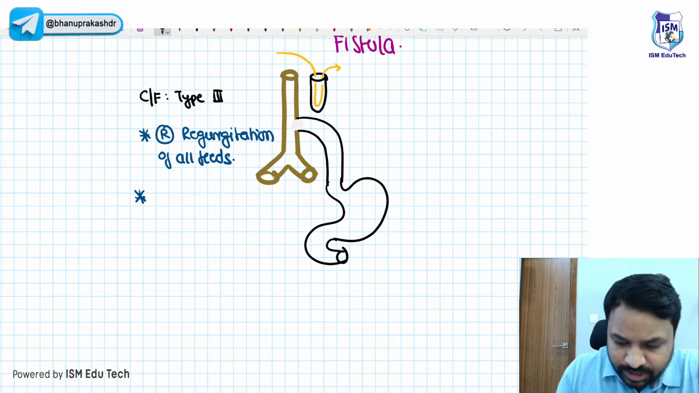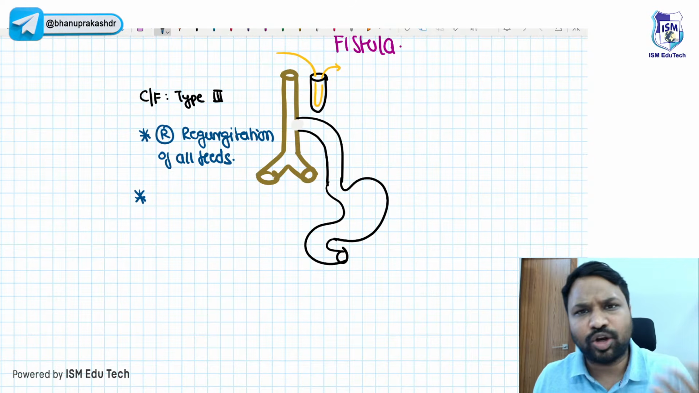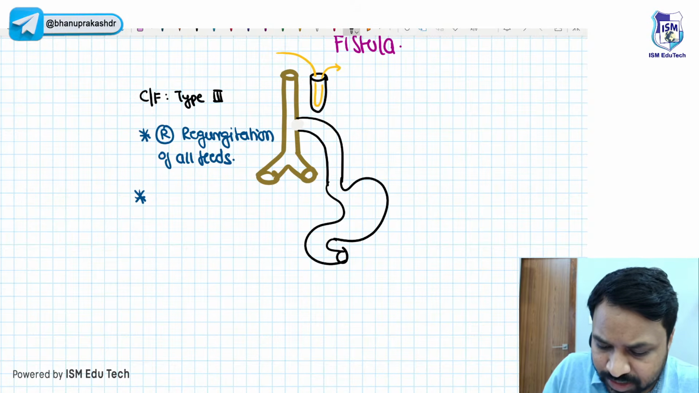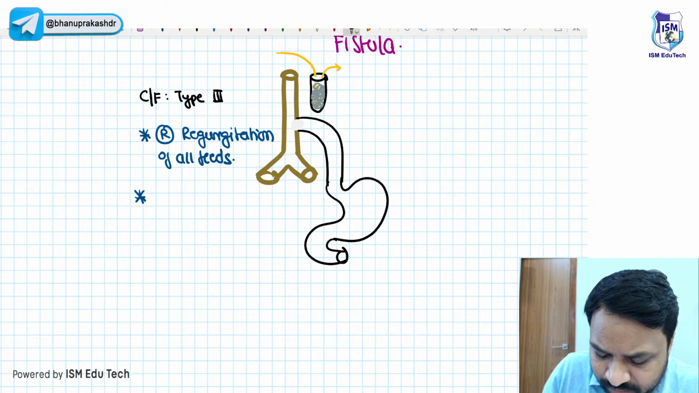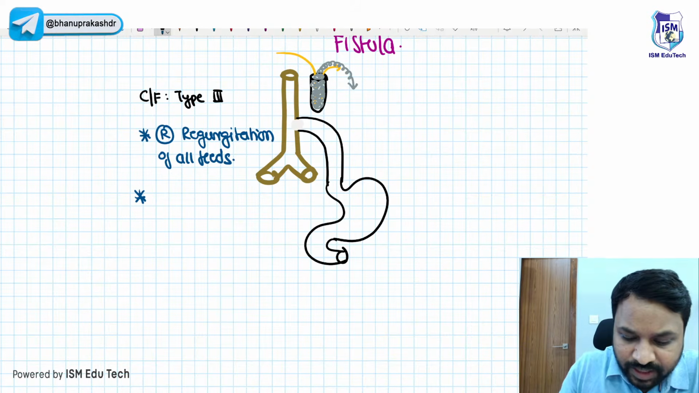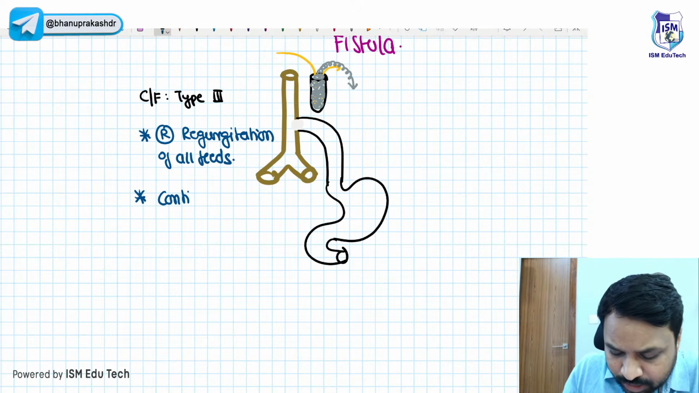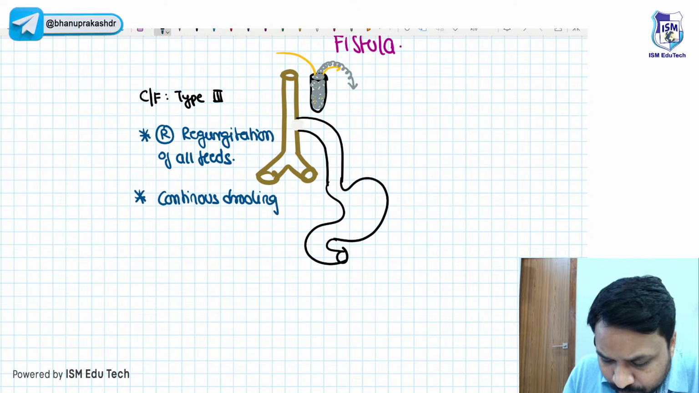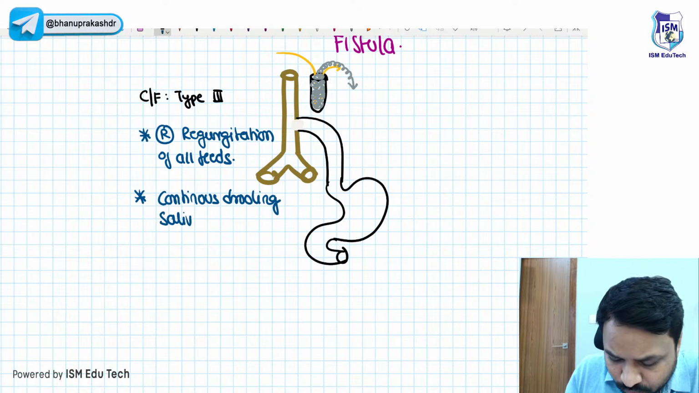Now, along with regurgitation, as babies produce more saliva, in a normal baby the saliva would have gone into the esophagus, stomach and disappear, but here you will see the saliva will continuously pool. As there is continuous pooling of saliva and the esophagus is going to fill up, obviously the saliva will also drool continuously. Another finding that you will see is continuous drooling of saliva. So there is repeated regurgitation of all feeds.